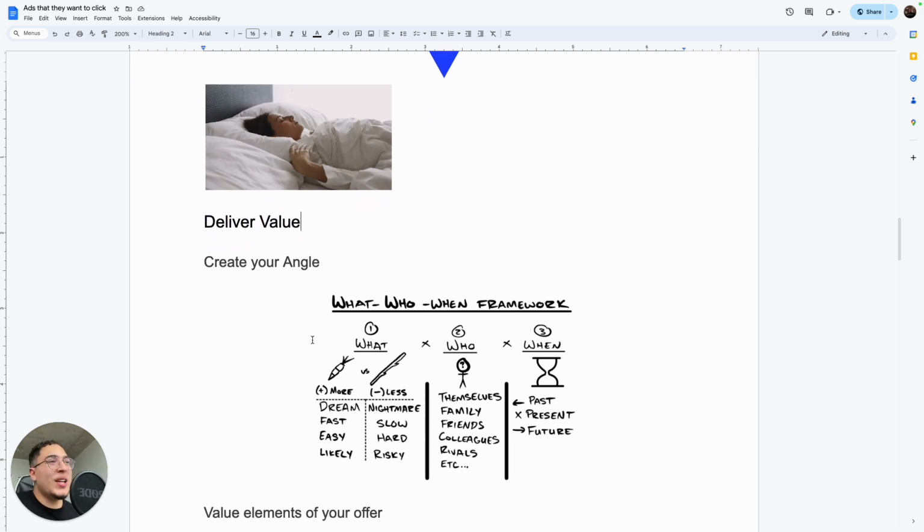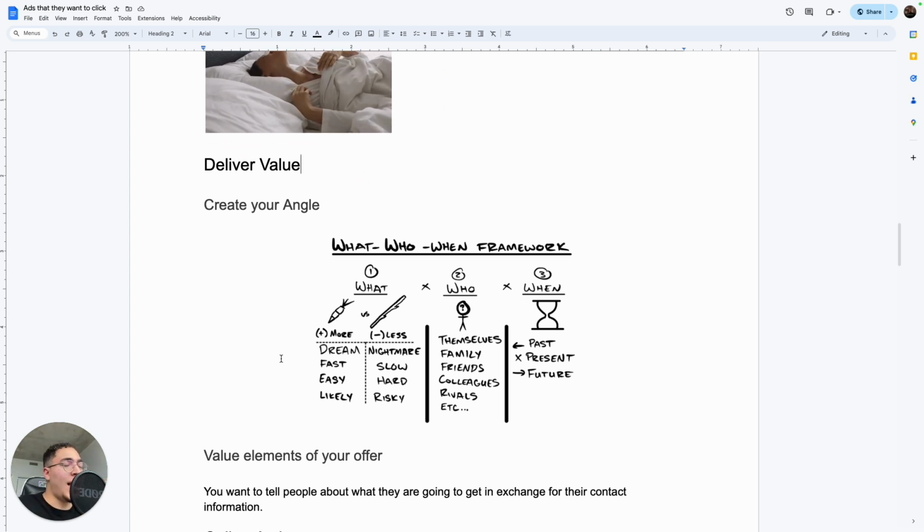The first thing we need to do is create your angle. So for example, I make an ad about weight loss. I can make an angle based on the what, who, when framework. For example, do you want to be able to get a six-pack in less than 2 months without having to sacrifice eating out? Guaranteed, right? So I include the 4 elements of the value equation to say the what, then to continue my angle. So do you want to have a six-pack in 2 months without having to sacrifice going out or eating out? Guaranteed.